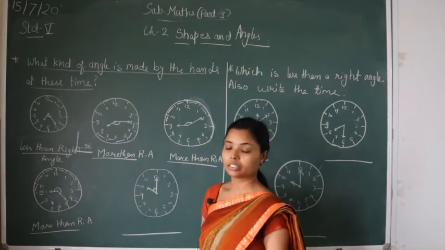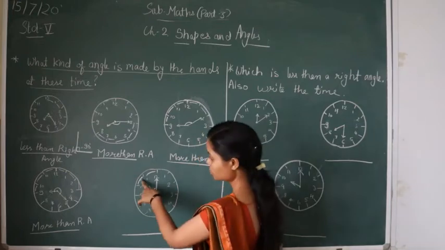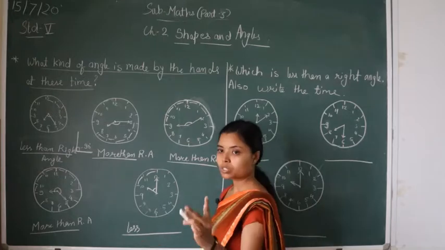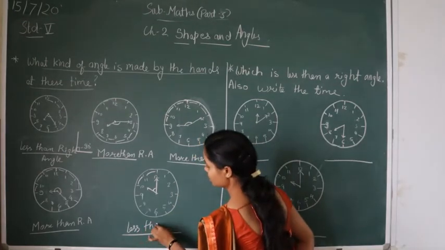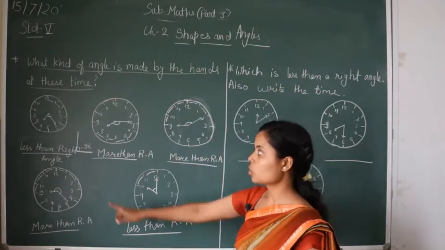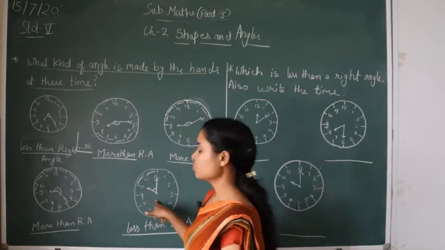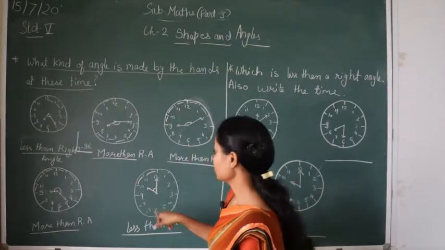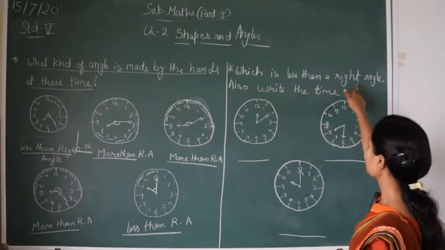Okay, now come to the next. The angle made here. How many sectors? 1 and 2. There are only 2 sectors. So simply we can say that 2 sectors are less than 3. That's why this is less than a right angle. Students, you also write the times of these clocks which you learnt in your previous classes from standard 3rd and 4th.